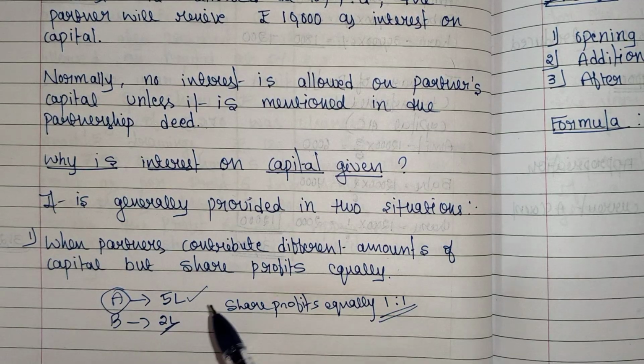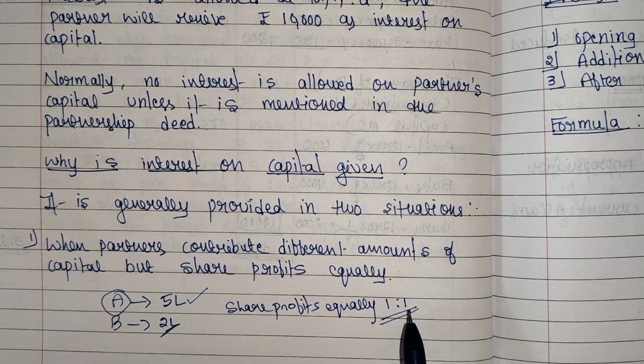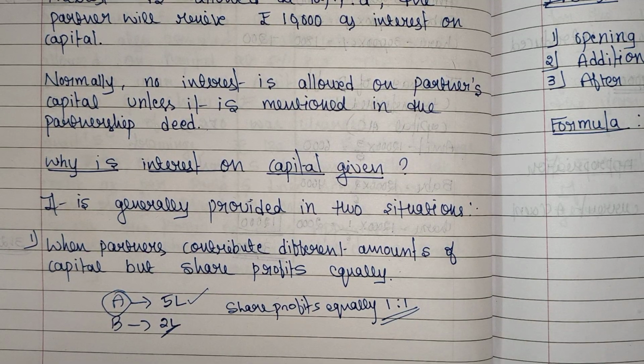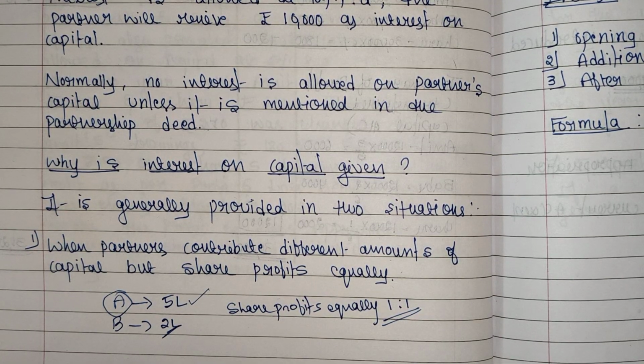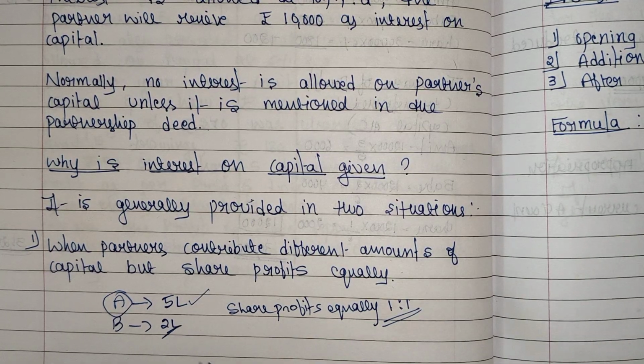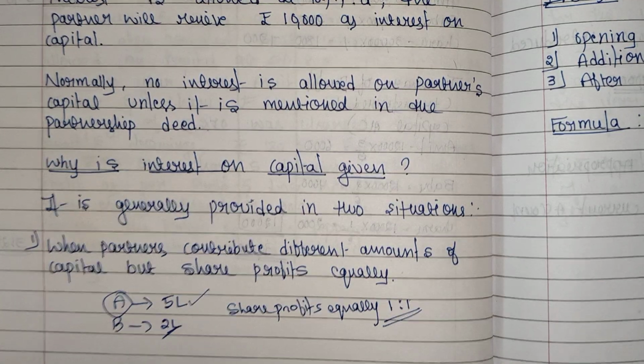Clear? See, if the profit sharing ratio is different, then there is no problem, right? For example, 3:2, 3 to A and 2 to B, so more profit is going to A. But here they share the profits equally, 1:1, and at the same time A invests more compared to B. It becomes a loss to A. So to maintain fairness among the partners, interest on capital is given.